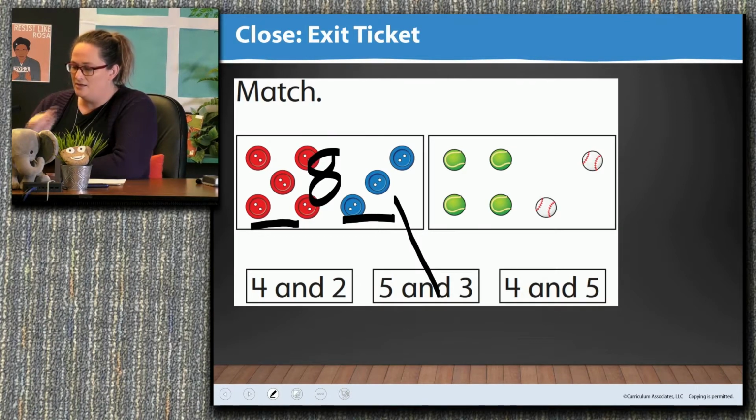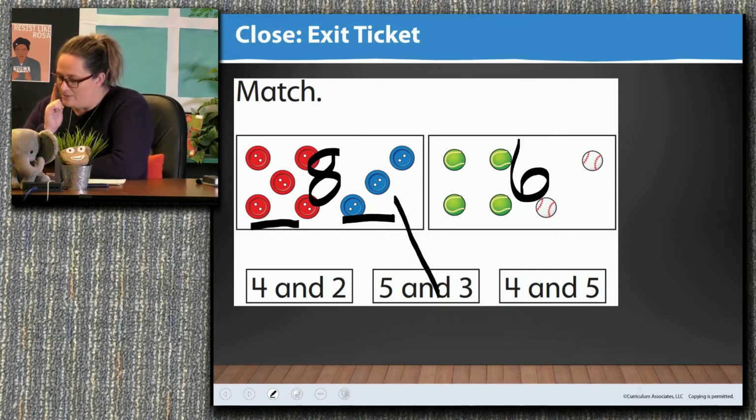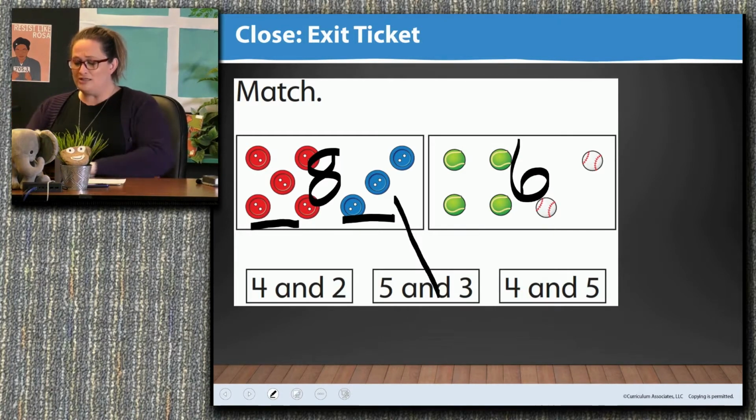Did you find it? There's 4 and 2. 4, 5, 6. 4 and 2 make 6. Okay, which one am I going to match it to? Oh, there's 2 that start with 4. Oh, I don't like it when they do that. It makes it hard. So what should I look at, Mabel?